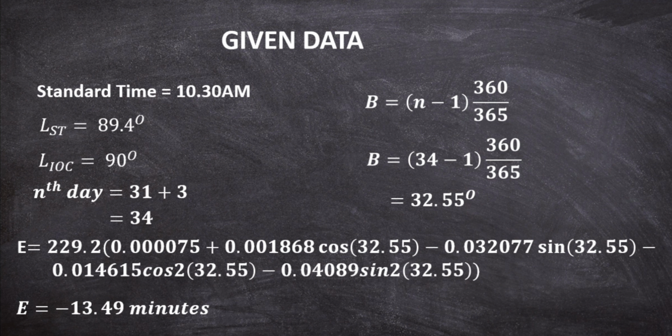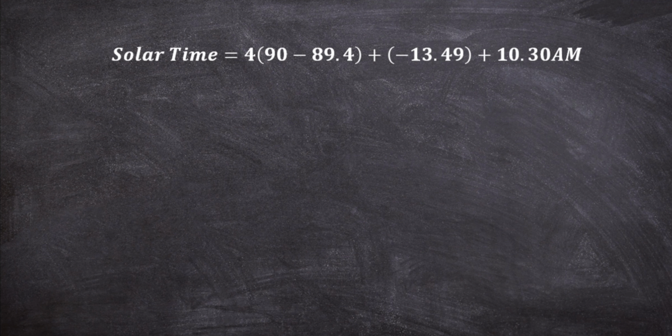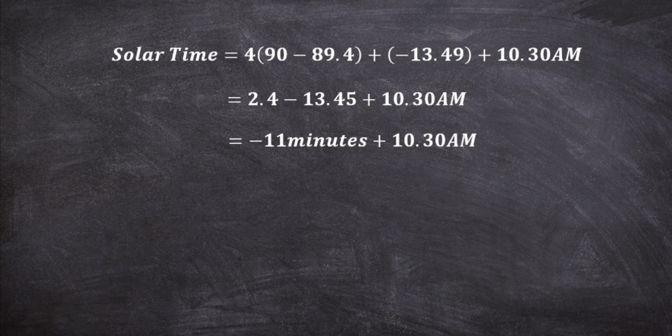So moving on to calculate our solution, solar time is equal to 4 open bracket 90 degrees minus 89.4 close bracket, plus negative 13.49, plus 10:30 a.m. Simplifying bit by bit, we get 2.4 minus 13.49 plus 10:30 a.m. After that, we get minus 11 minutes plus 10:30 a.m. Adding the minutes, 30 minus 11, we get 10:19 a.m. This is our solar time.